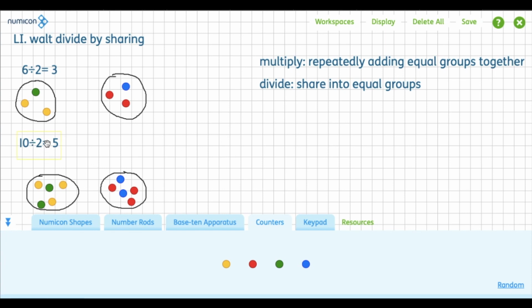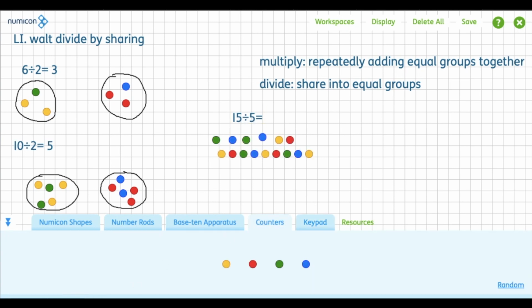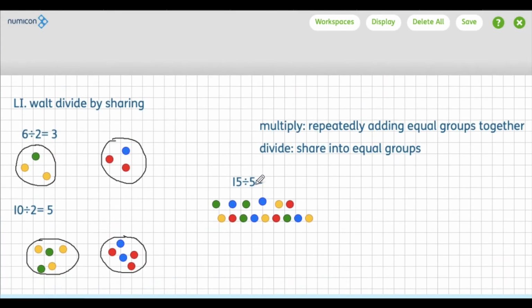We don't have to always divide by 2. We could divide into different numbers. You guys have been working on your 5 times table, so why don't we do 15 divided by 5 equals, okay? Now, this one's a little bit different because I have to share into 5 equal groups. So it's 15 shared into 5 equal groups. So this time I'm going to need 5 circles. 1, 2, 3, 4, 5.